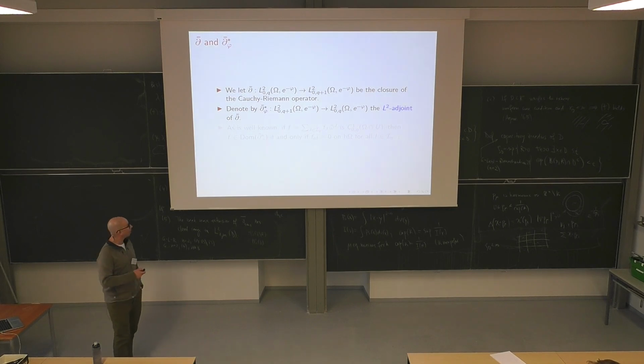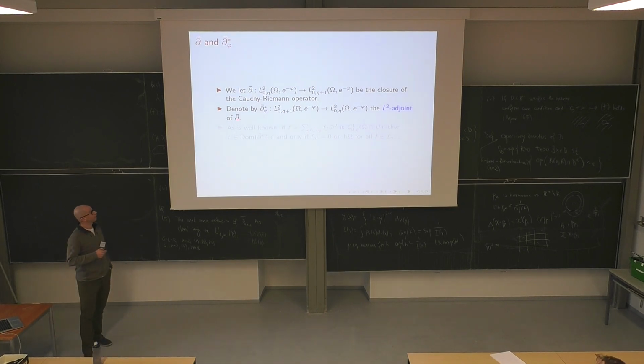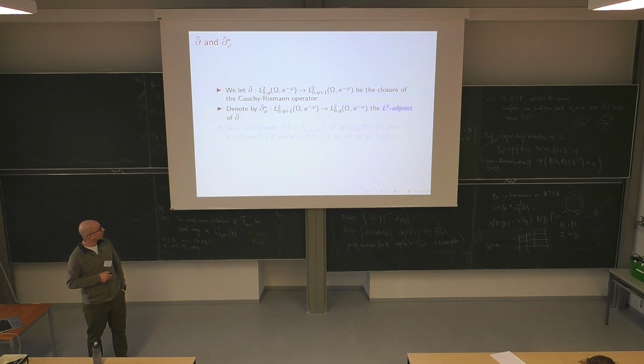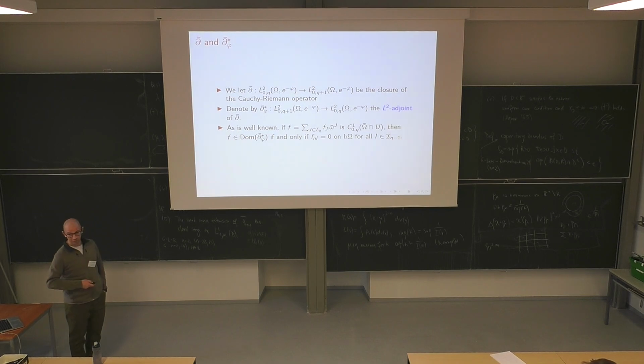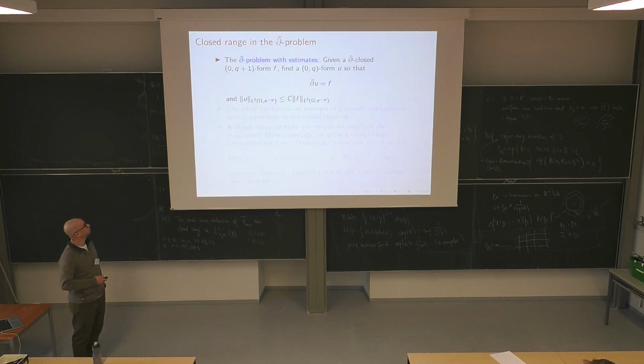So d-bar is the closure of the Cauchy-Riemann operator that I defined a slide or two ago, and d-bar star is the L2 adjoint. And as I'm sure most of us know, if I have a (0,q) form that's in the domain of d-bar star, that will happen if and only if f sub nI is 0 on the boundary. And that's what makes the L2 adjoint versus the formal adjoint.